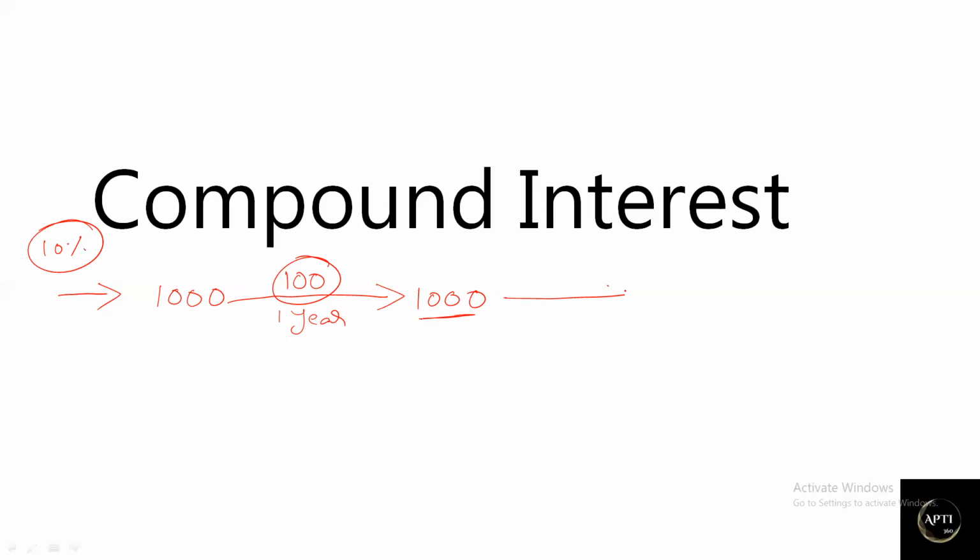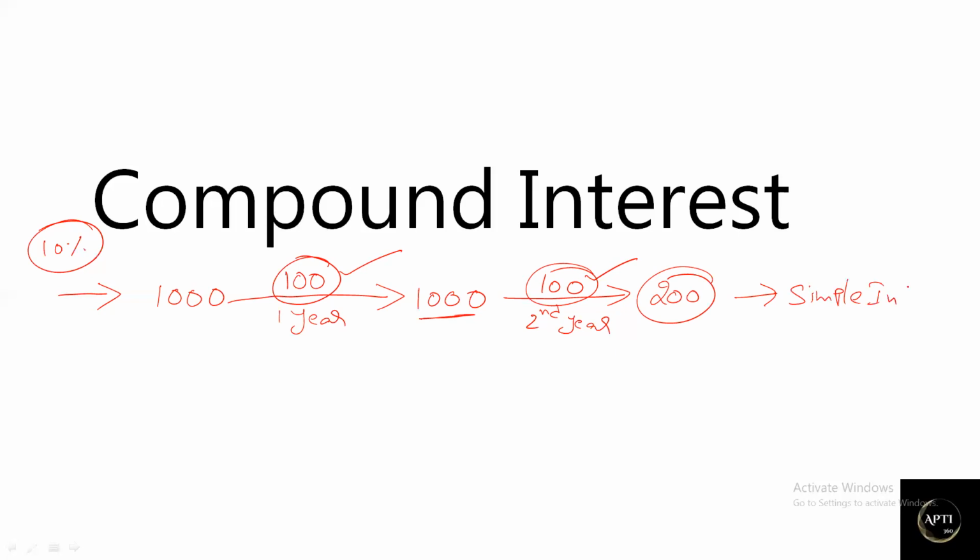Now what happens in the second year? Again in the second year, interest will be calculated as 10% of 1,000. What is 10% of 1,000? It is again 100 rupees. If you observe, the interest earned in the first year is 100 rupees and the interest earned in the second year is 100 rupees. The total interest I will get after 2 years is 200 rupees. This is the simple interest concept.